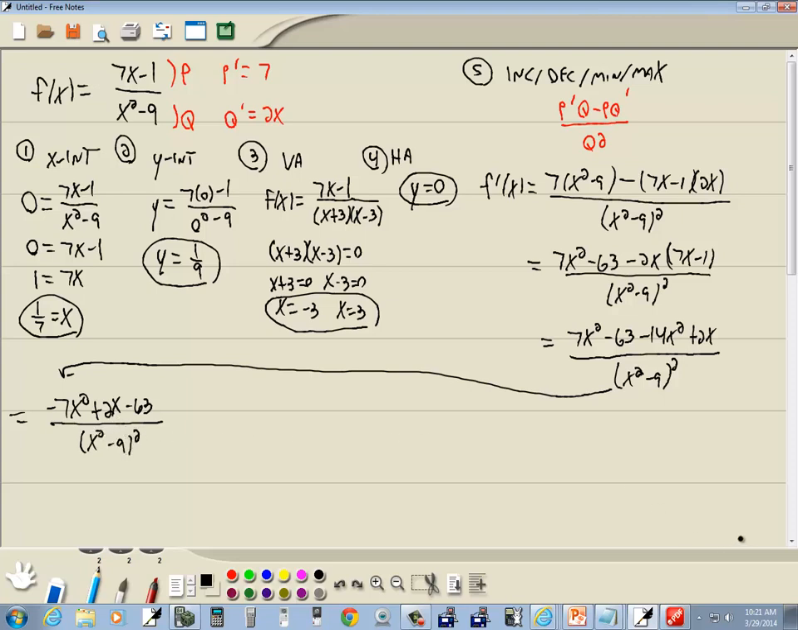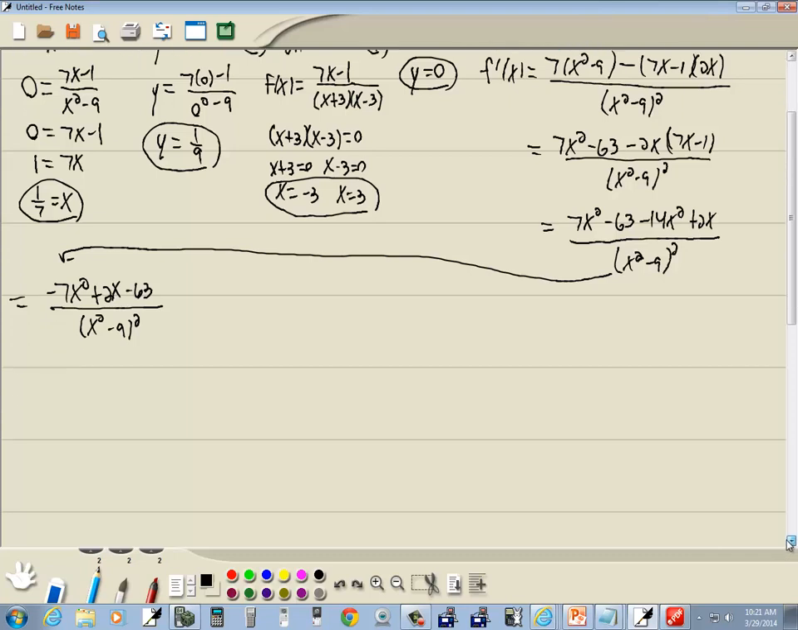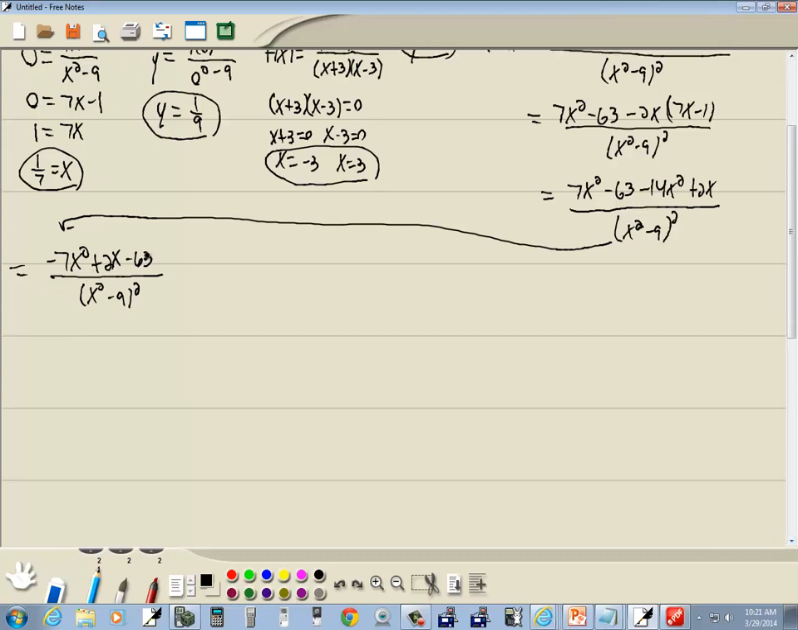Now the top part, I doubt very much that would factor. 7 times 63, 441. But I doubt that would give you any sense, so we'll just use a calculator to make our life easier.